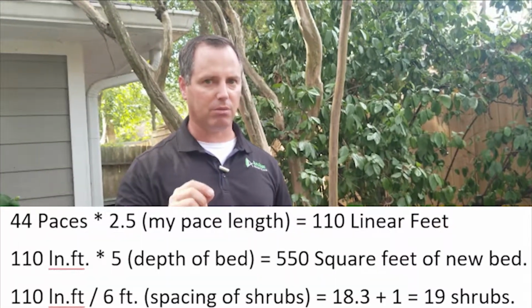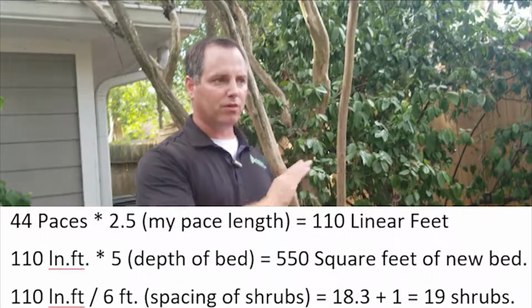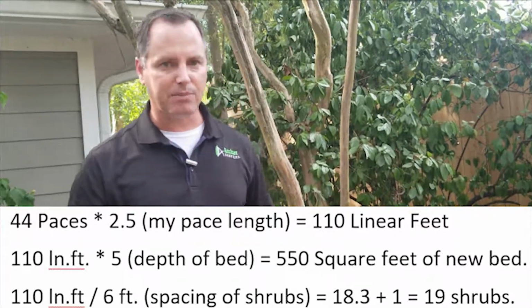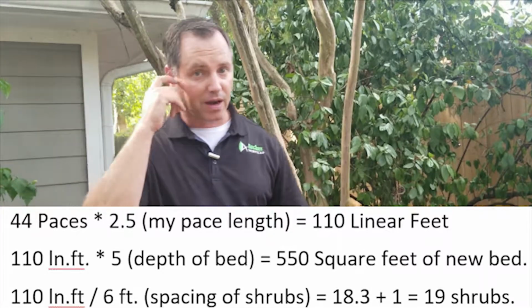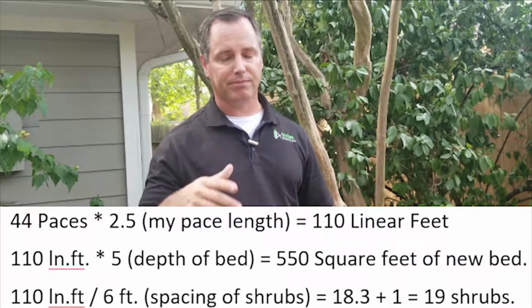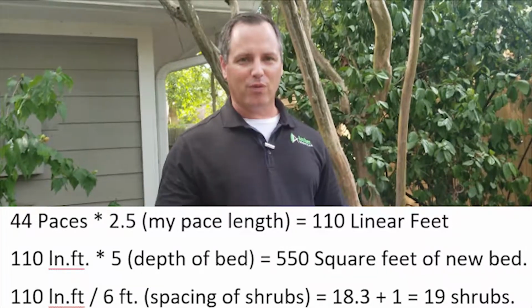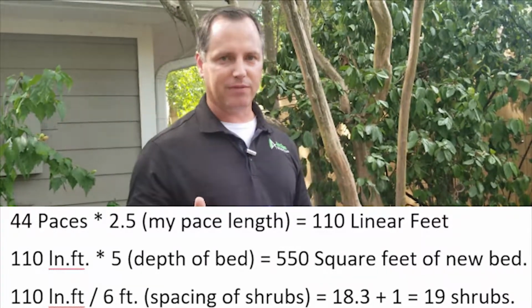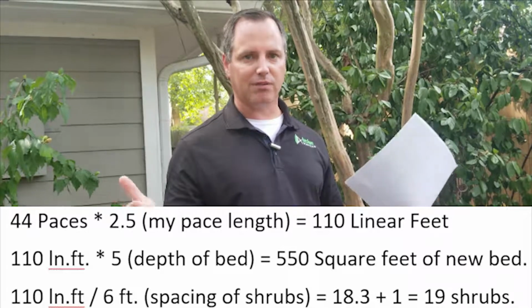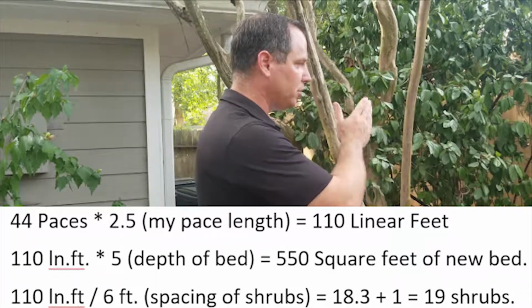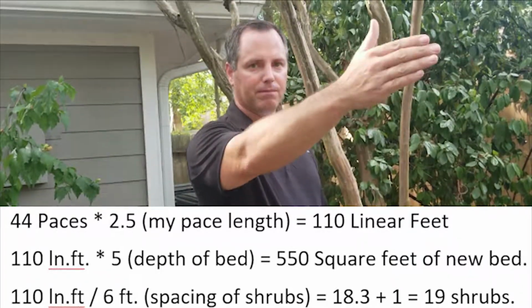Hopefully that makes sense. I'll repeat it just in case. My overall length, it was 44 steps times the 2.5. Let's just round, anyway, the math is there. 44 steps times 2.5 gives me my overall length. We're going to divide that by 6 because we want to do a bush every 6 feet.